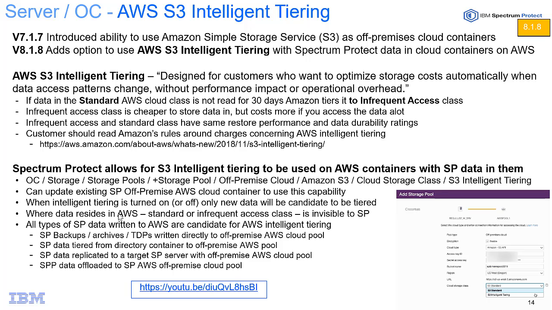Any type of data that Spectrum Protect writes out to AWS is a candidate for AWS S3 Intelligent Tiering if you do turn it on. That would include your backups, your archives, your databases, and your data that came from Spectrum Protect Plus. All of that is a candidate. There is a YouTube video out there if you want to learn more about this and see me walking through the setup of AWS S3 Intelligent Tiering.